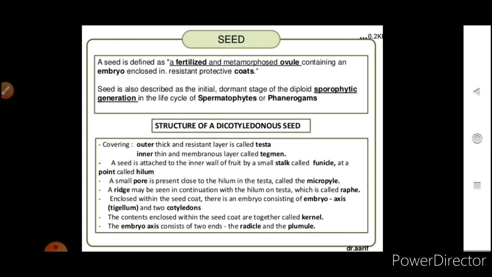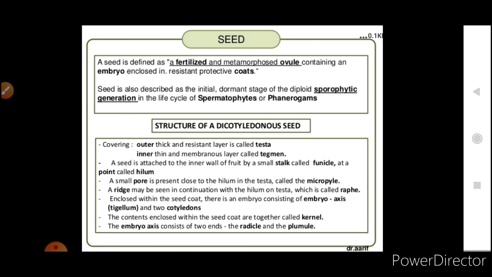Now comes the seed. What is a seed? A seed is defined as a fertilized and metamorphosed ovule containing an embryo enclosed in resistant protective coats. Seed is also described as the initial dormant stage of the diploid sporophytic generation in the life cycle of spermatophytes or phanerogams.